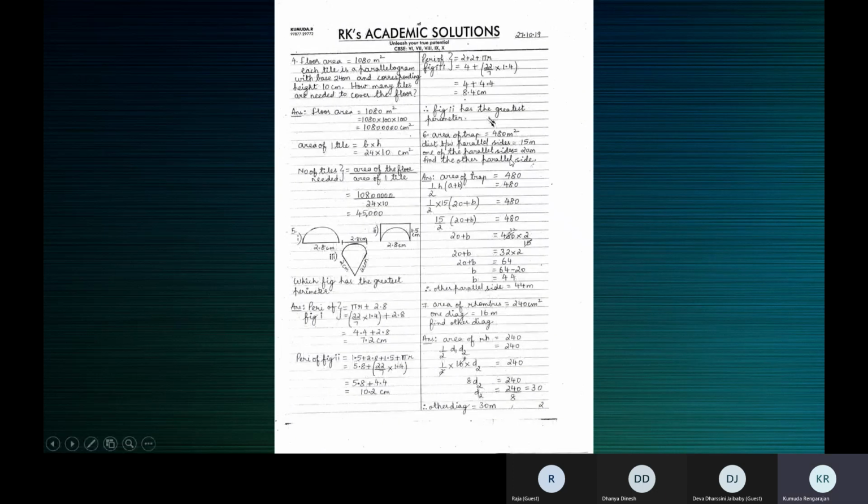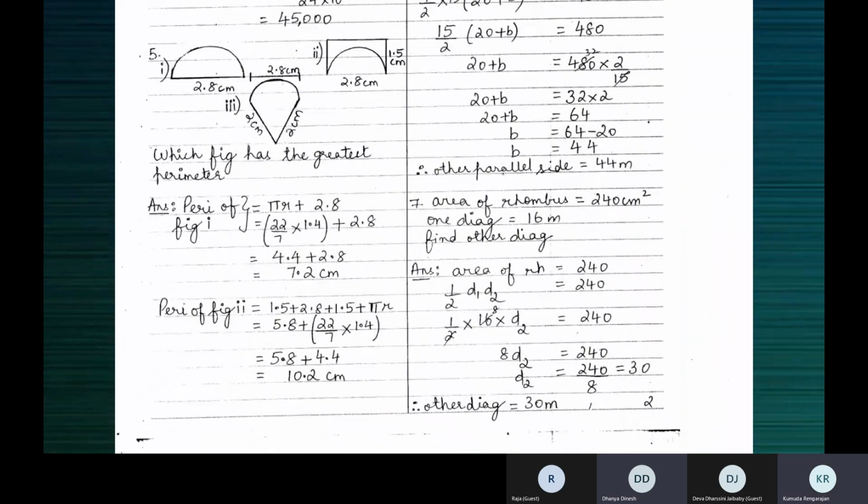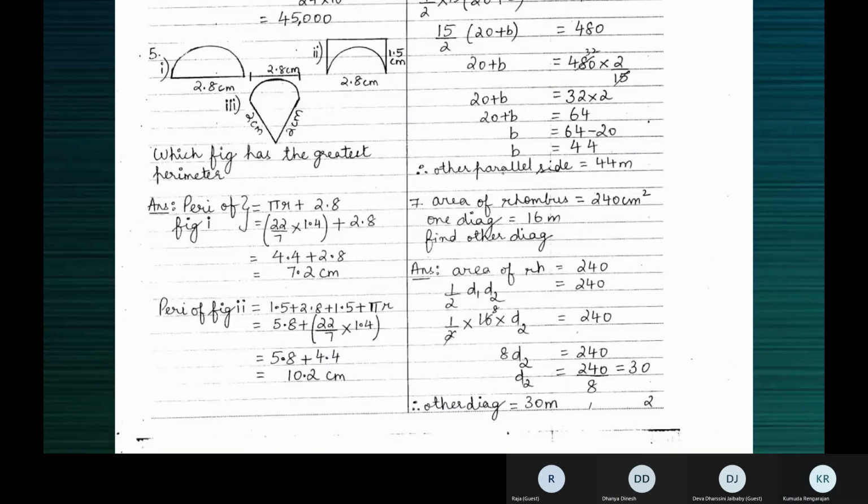Yes, children, we have to do the 5th one in that exercise. Mensuration exercise 11.1, question number 5 from the NCERT maths textbook. I think we finished the 5th one. Ma'am, you told us to take a screenshot and look at it. We didn't explain it. Okay, we'll do the 5th one now.